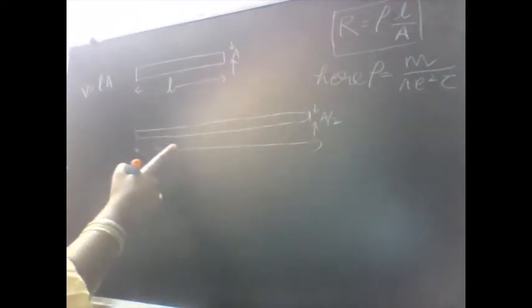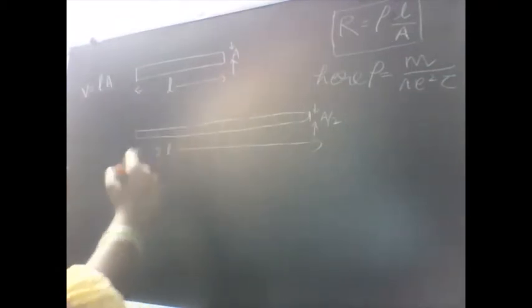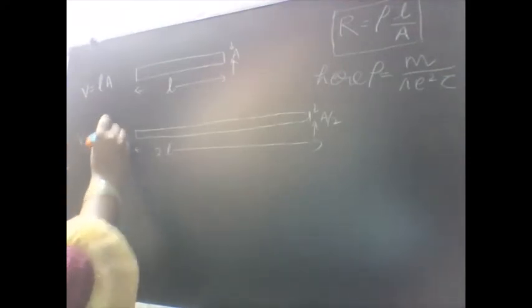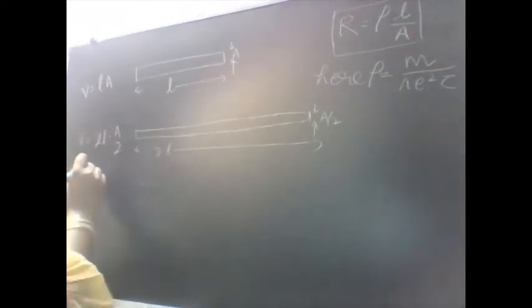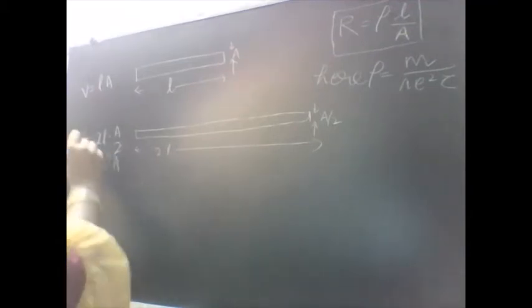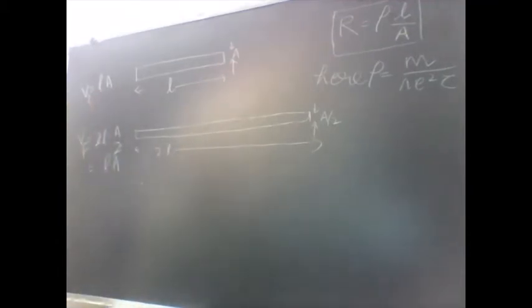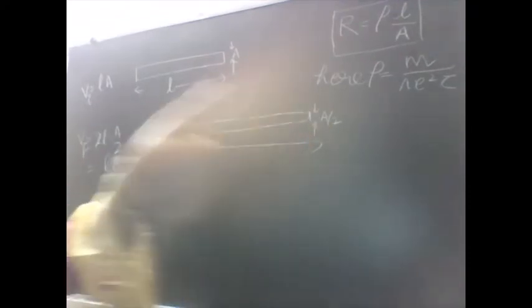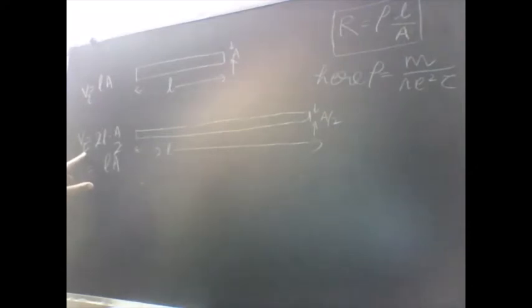Isn't it that the volume initial and the final should be same? So what is the volume here? It is 2L into A by 2, 2 cancels out and it is LA. So the final volume and the initial volume remain same. That means when we increase the length, the area also reduces accordingly, so as to keep the volume same.